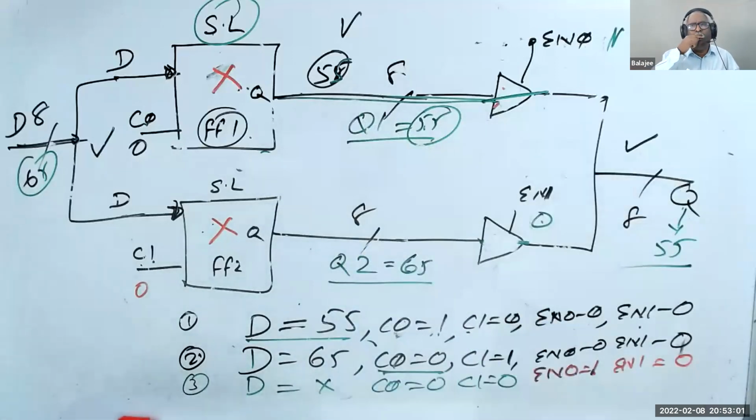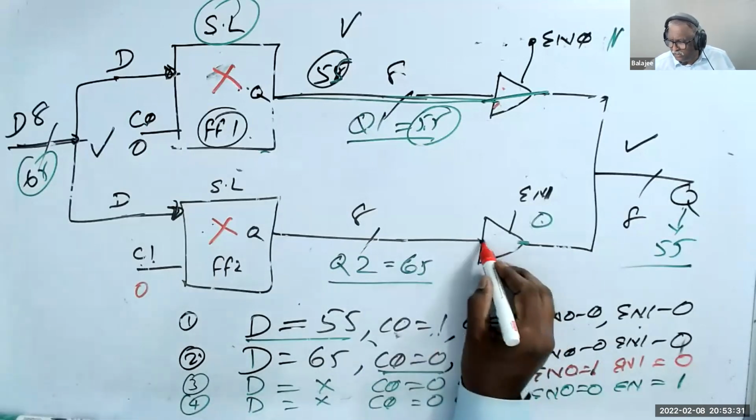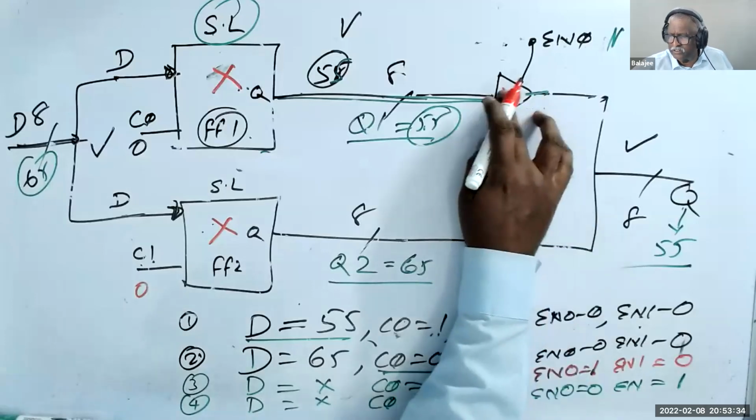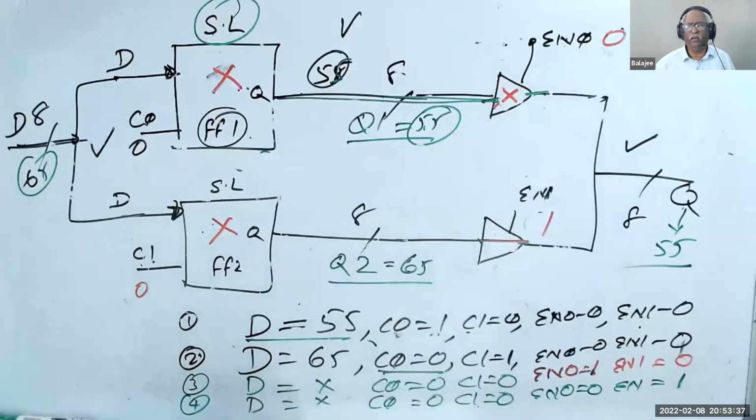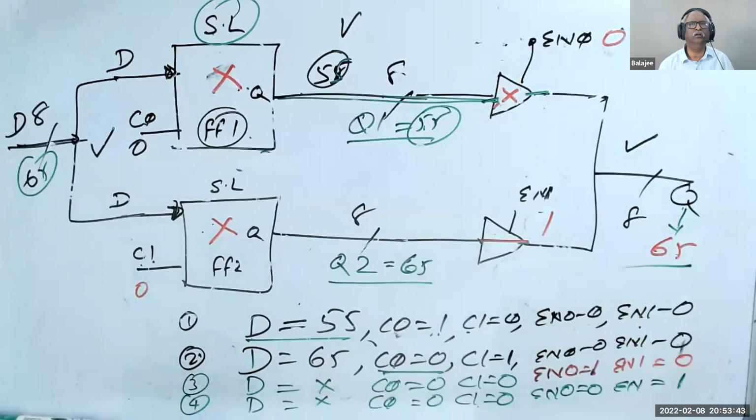Now, if I make the fourth possibility, D is anything, but C0 is 0, C1 is 0. I don't do anything to the inputs. Now, I make enable 0 is 0 and enable 1 is equal to 1. Since enable 1 is 1, this is connected. And this is not connected because this is 0. This is off now. This is connected. Now this becomes 65.